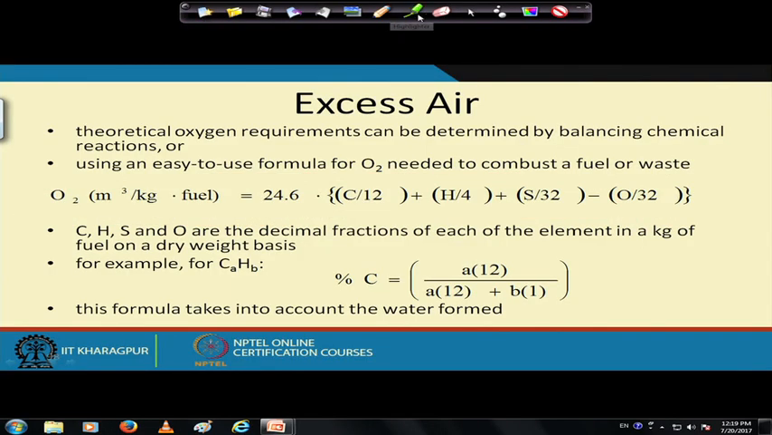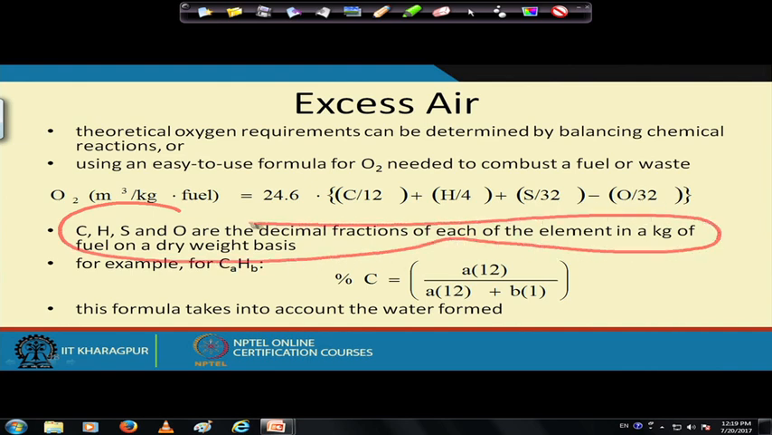Anything like this, when it comes, you should not just take things at face value. You should always try to understand why it is the way it is. So here carbon, hydrogen, sulfur, oxygen are the decimal fractions of each of the elements in a kg of fuel on a dry weight basis.